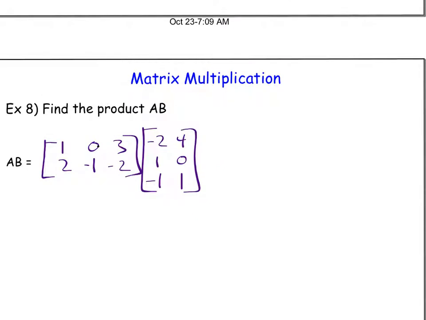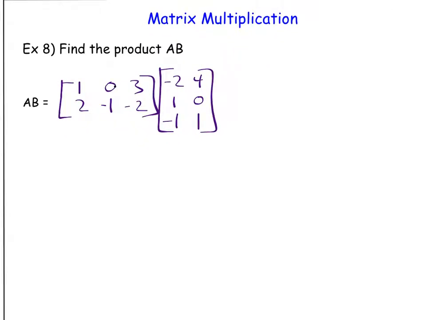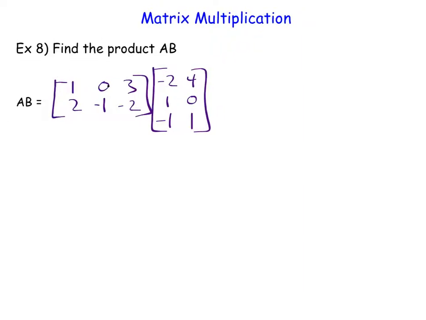All right, let's hop down here and do another one. First of all, just to double check that we can do this, because in this lesson and in your homework, you're going to come across somewhere you can't. This is a 2 by 3. This is a 3 by 2. Those inside numbers match, the columns of the first one and the rows of the second. So we can do this. The product is going to be a 2 by 2.